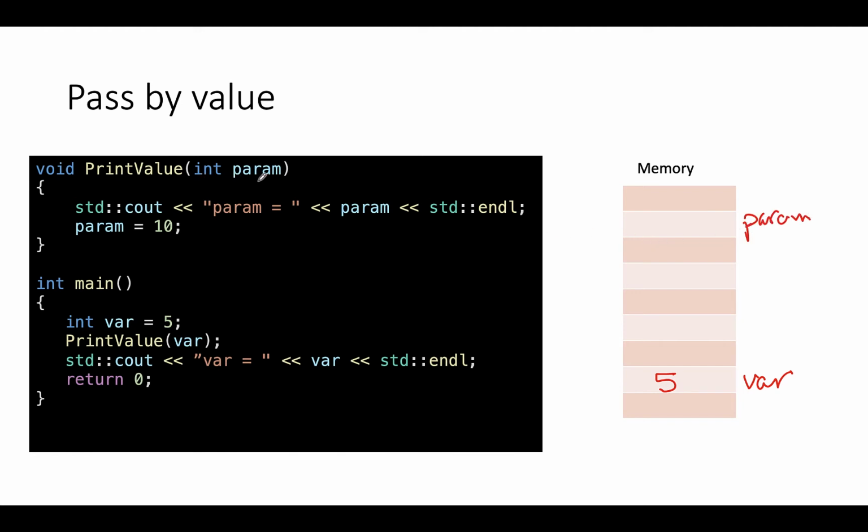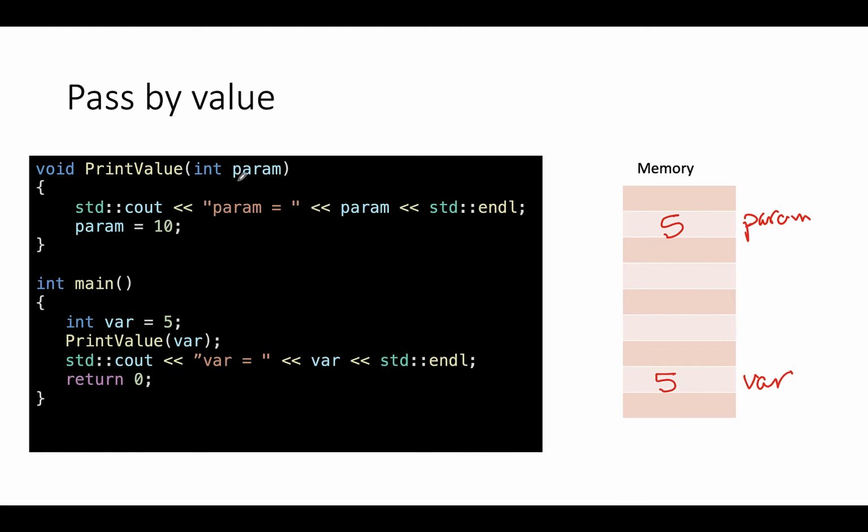Now as an initial value for param, we get a copy of the variable that was passed to it, and the variable that was passed to this function is var. It has the value 5, so it gets copied here, 5. Now from this point on, these variables are completely separate. So this is called call by value because we're just copying the value here.